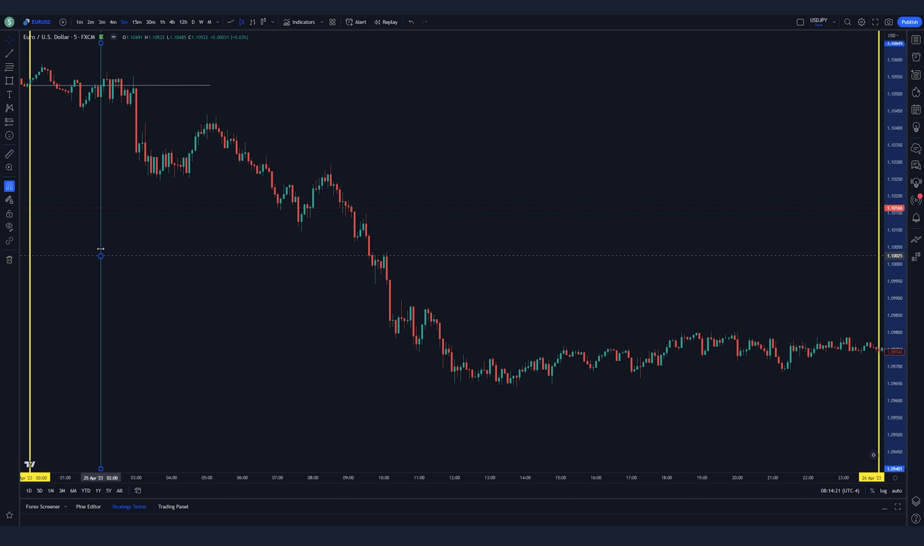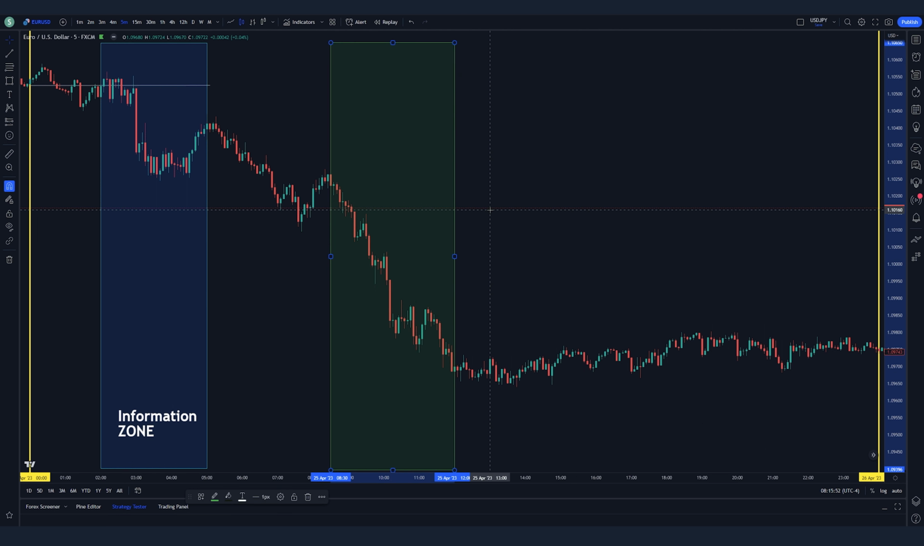The first zone which you want to highlight is from 2 AM to 5 AM. This is your overnight or London. You can call it with any name you want, but I'll just call it the information zone. The next zone is from 8:30 to 12 o'clock. This is where you'll be looking for a trade, and that's your session 1 of the day.